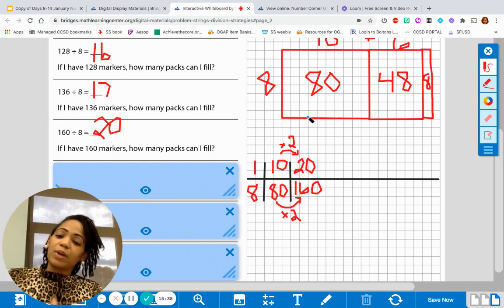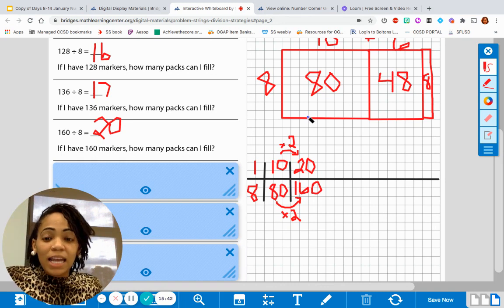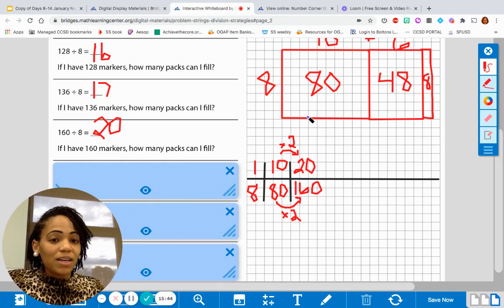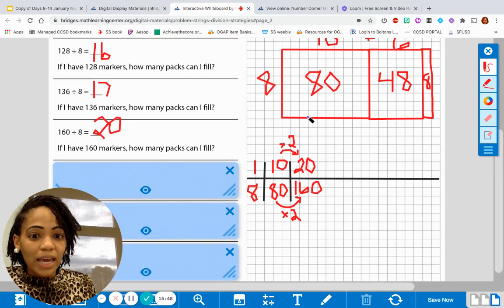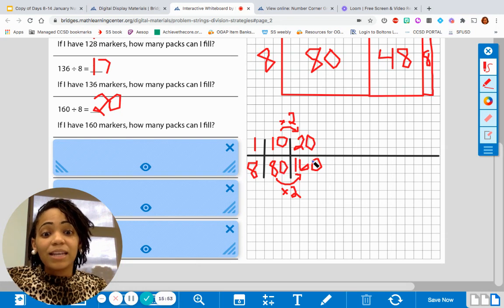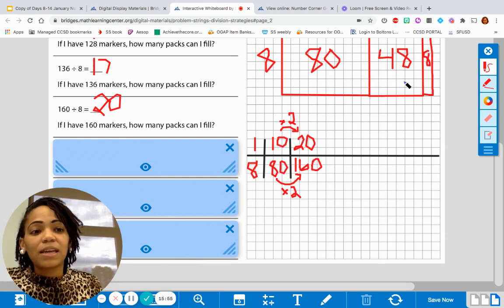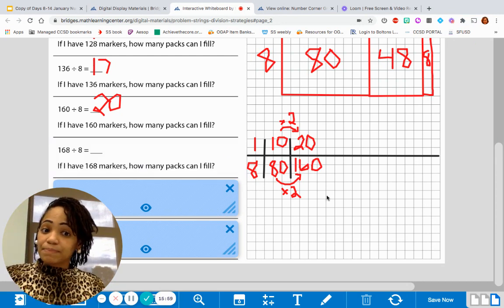If I didn't know that, then I probably would have started with drawing this picture right here. And I would have said, oh, I already have 80. How much more do I need? Oh, I need 80 more. So that's double. So if you had to draw a picture to solve that problem, that's perfectly okay. But I also want to show you the relationship of what happened. 80 doubled is 160, so I'm doubling 10 to have 20 packs. Since the question asks how many packs.